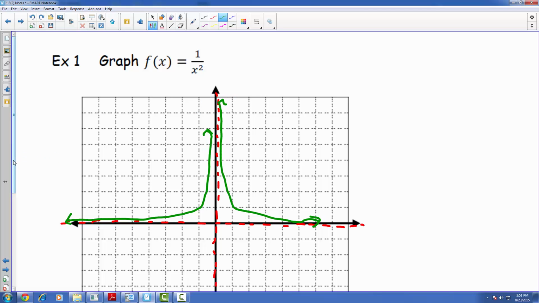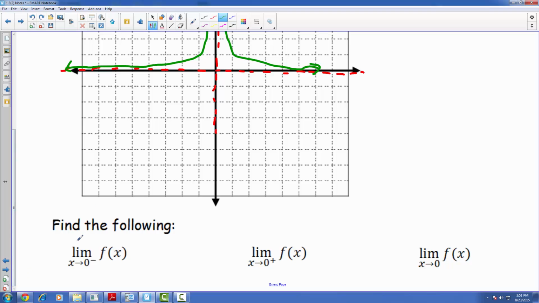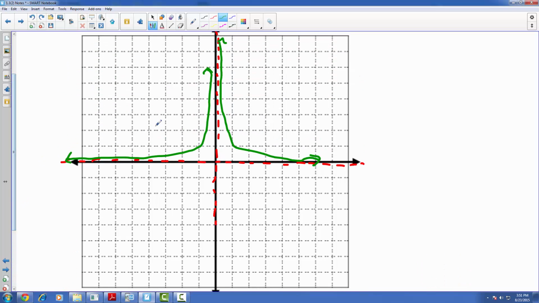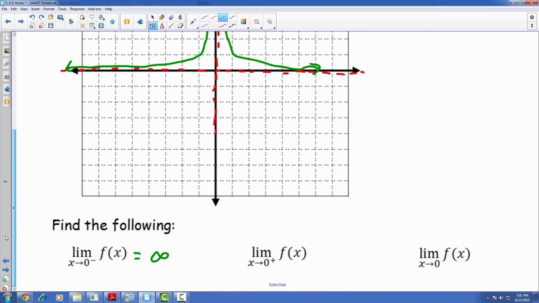Now, when we look at the limits, if we look at the limit as x approaches 0 from the left of this function, we see that it is going upwards towards positive infinity. We can see it right here. As you approach 0 from the left, it's going up to positive infinity, which by the way does not exist, this would be a DNE. Likewise, as you approach 0 from the right, it is going upwards towards positive infinity, which again does not exist as well.